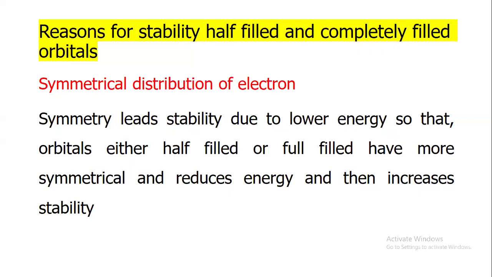Okay, reasons for stability. Stability of half-filled and completely filled orbitals. Symmetrical distribution of electrons. Symmetry leads to stability due to lower energy, so that orbitals either half-filled or fully filled have more symmetrical distribution and reduced energy, and then increased stability.